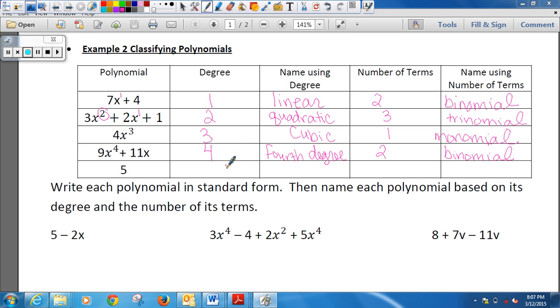Our last one here is simply the integer 5, which means it's a 0 degree. A 0 degree is called a constant. It's just one constant number. The number of terms is 1, which means it is a monomial. The next part wants you to write the polynomial in standard form and then name it based on its degree and its number of terms.